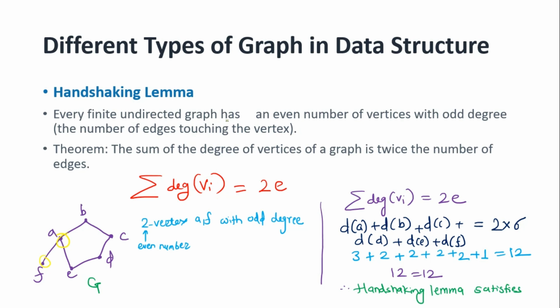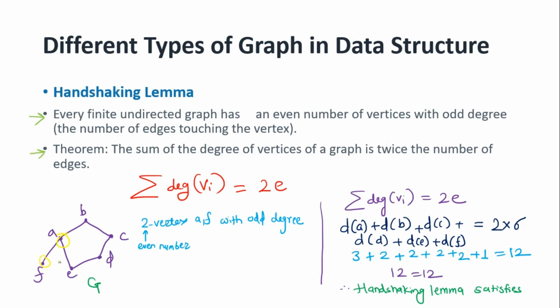Every finite undirected graph has an even number of vertices with odd degree. And the theorem for handshaking lemma is that the sum of degrees of vertices of a graph is twice the number of edges. Let's take an example. These are the two kinds of statements related to the handshaking lemma.